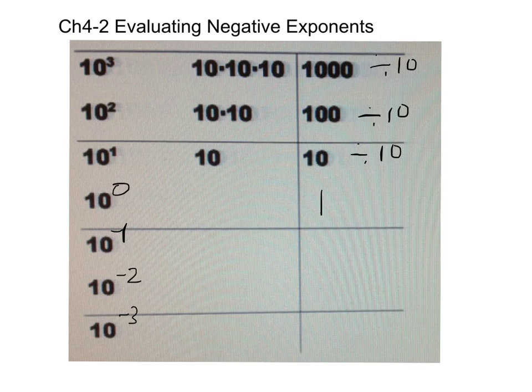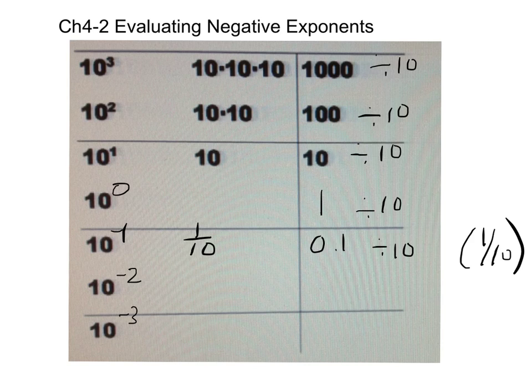Okay, so let's continue. If we're going to go down another step, we're going to divide by 10. So 1 divided by 10 is 1/10, or 0.1. And again, we're going to divide by 10. Well, dividing by 10 is the same thing as multiplying by what number? Dividing by 10 is the same as multiplying by 1/10. So 10 to the negative 2 is like 1/10 times 1/10, or in other words, 1/100th.